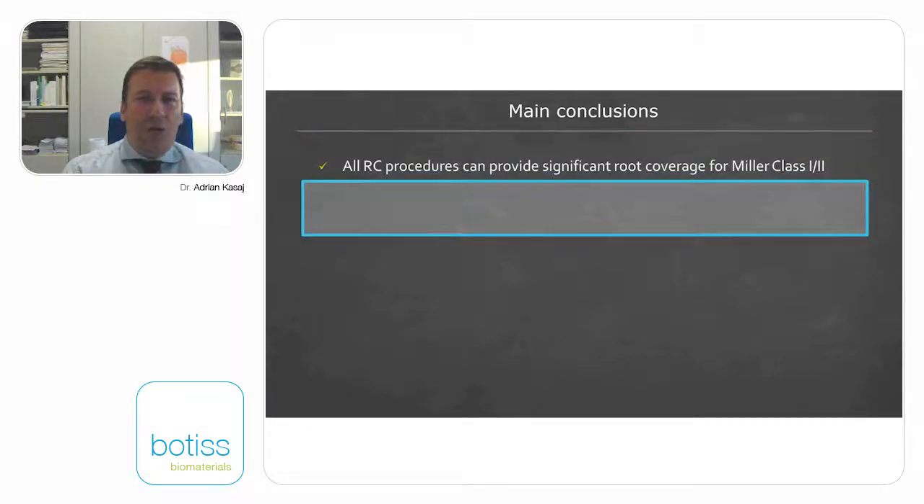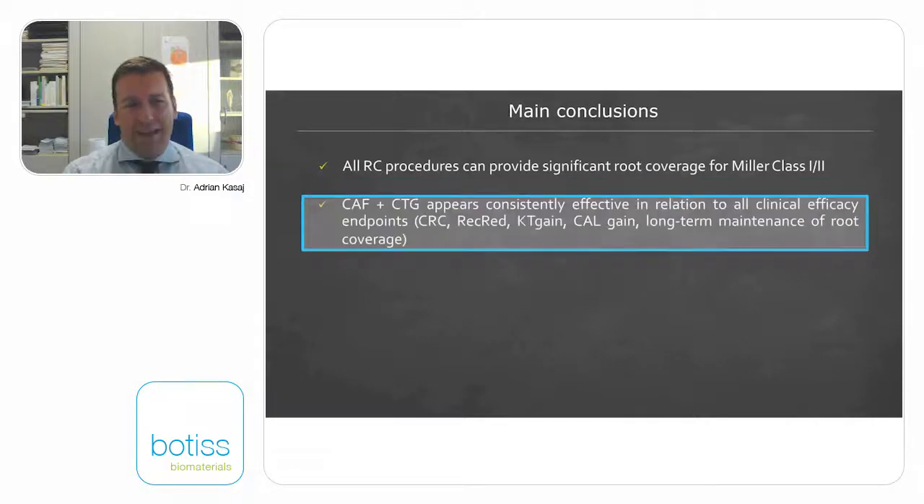We can also conclude from the literature that the combination of a coronally advanced flap and the subepithelial connective tissue graft appears consistently effective in relation to all clinical efficiency endpoints. So if you're looking at complete root coverage, mean root coverage, gain of keratinized tissue, clinical attachment level, and long-term stability, the best clinical results can be obtained with connective tissue graft and the coronally advanced flap.